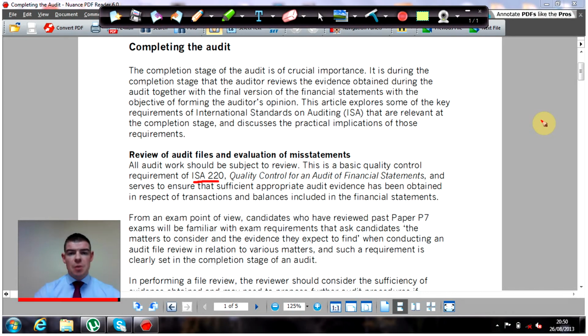From an examiner's point of view and from your question paper point of view in terms of P7, this is quite a common area to look at in terms of audit completion. And therefore, the exam requirements may ask to consider the matters to consider and the evidence that you expect to find when concluding an audit file review. So it's key to bear this in mind.